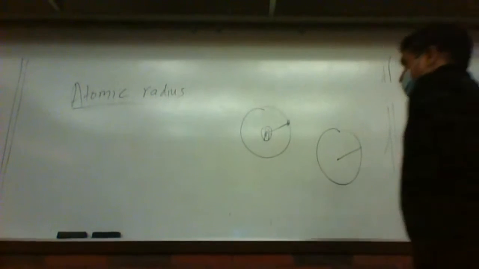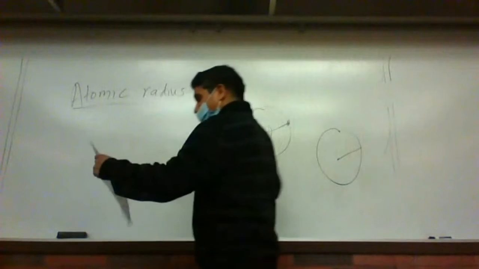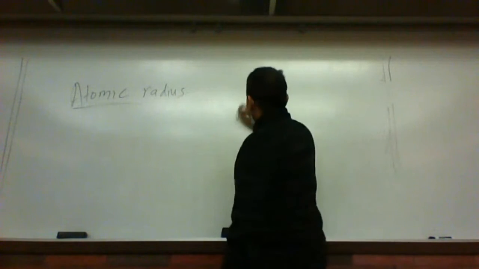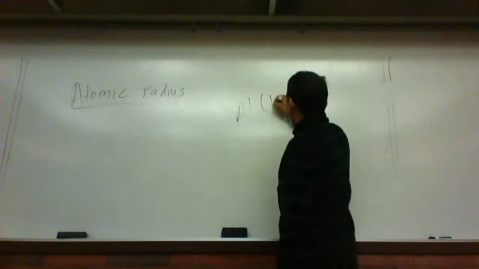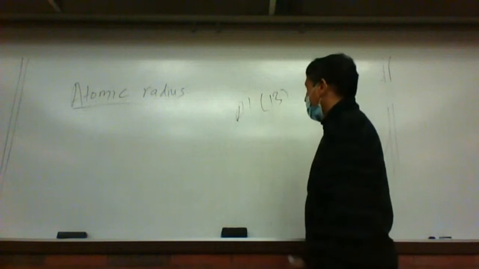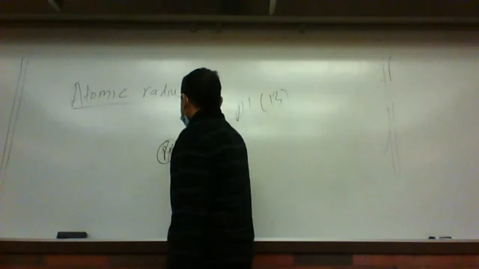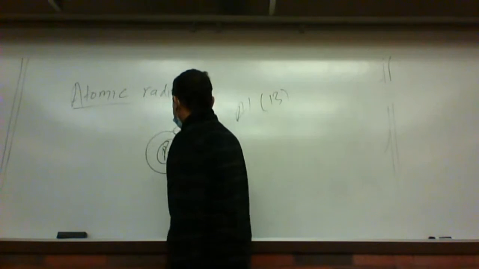Yeah. So let's say I have aluminum here. Aluminum is 13, right? So what is the atomic radius of aluminum? I draw the proton and neutron here at the center, proton plus neutron, and in the first orbit I can put 2 electrons.